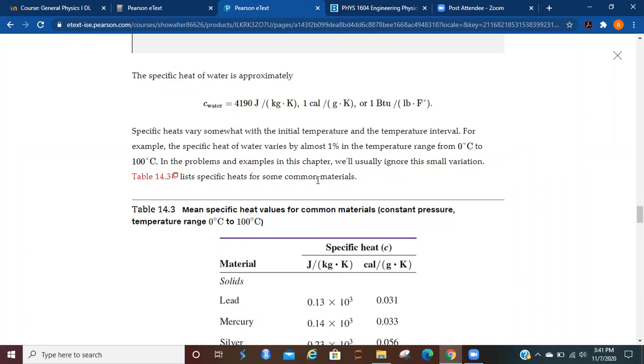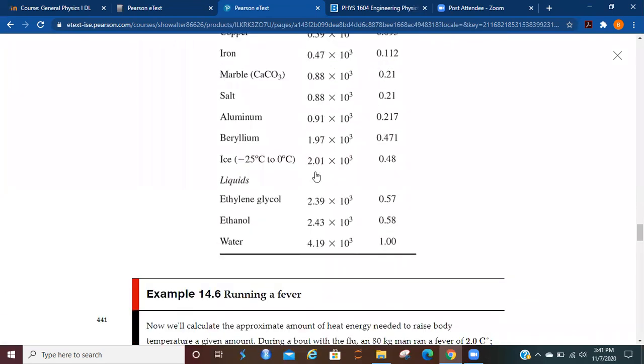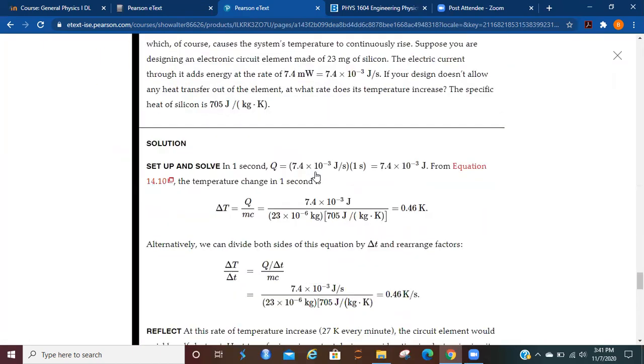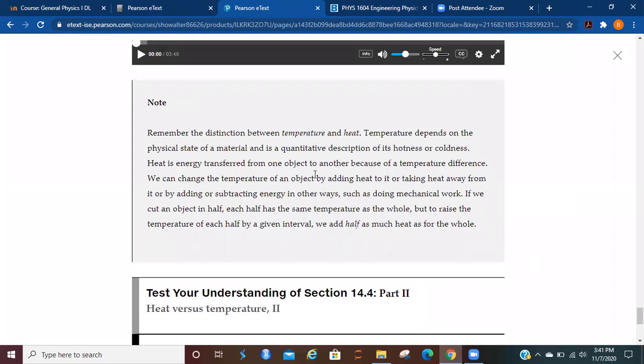Fahrenheit degree. Specific heats vary somewhat with the initial temperature and the temperature interval. For example, the specific heat of water varies by almost 1% in the temperature range from 0 to 100 degrees Celsius. We're usually going to ignore this small variation. So you see a list of things there. And again, I would encourage you to go through the problems.